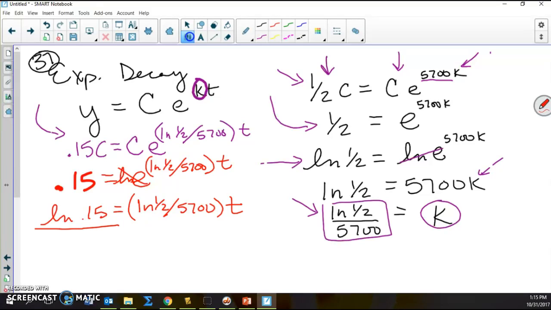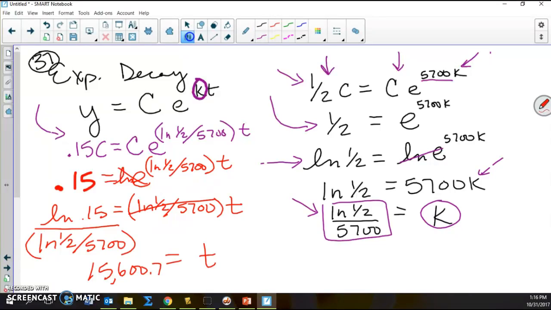Dividing both sides by natural log of 1/2 divided by 5,700 solves for t. So if we grab our calculator and make this calculation, we can see that 15,600.7 is our amount, about 15,601 years ago. And that's how we ended up with 15% of the original carbon left in the material that we are talking about in problem 37.